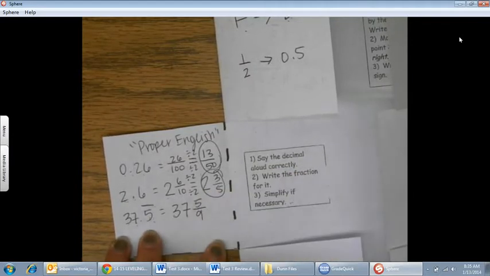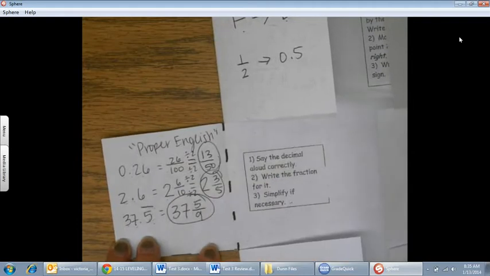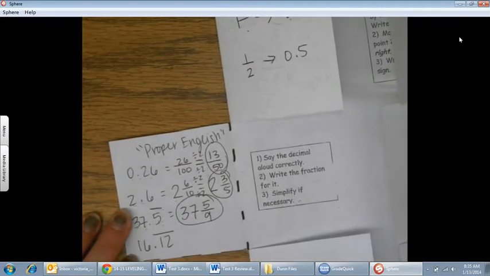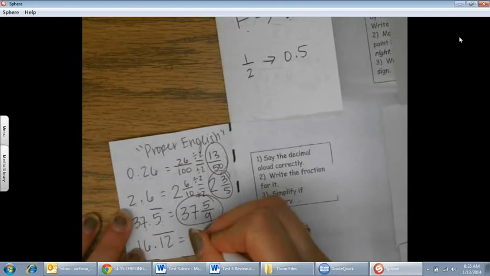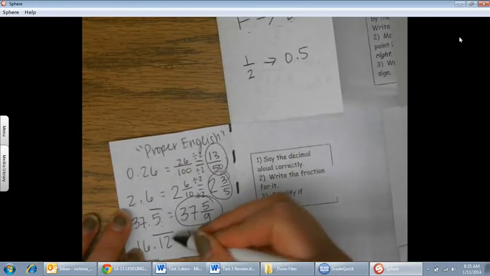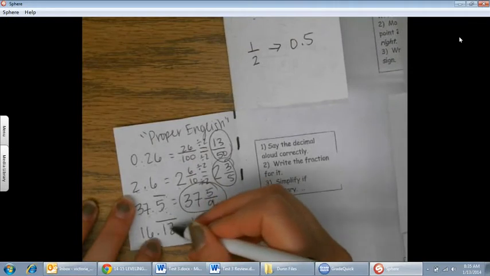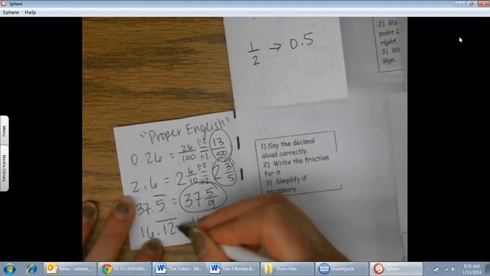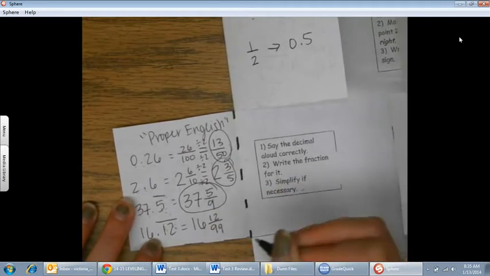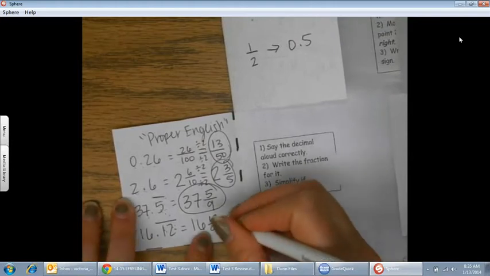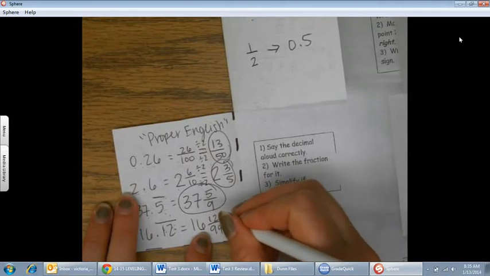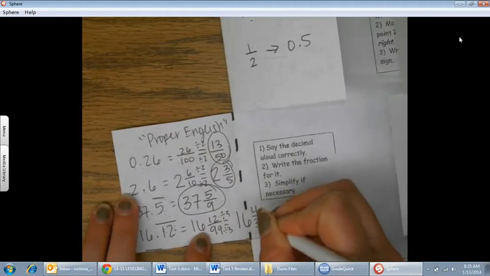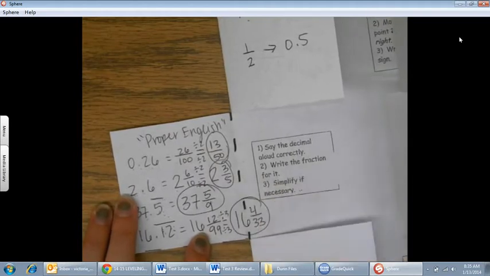And then this one, 16.12 repeating. Well, again, you know it's 16 wholes, and there's 12 under the bar notation sign, which has 2 digits. So therefore, it's going to be 16 and 12 over 2 digits of 9, which would be 99. And that can simplify. Each can divide by 3, right? So that's going to give me 16 wholes and 4/33, which is as simple as it possibly can be.